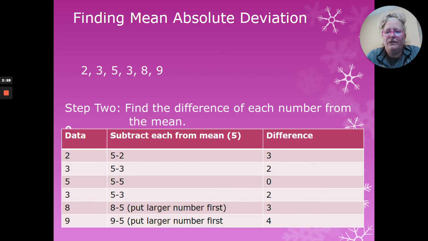Okay, so if we go through and fill in the chart, our data was 2, 3, 5, 3, 8, and 9. In our center, it says subtract each from the mean. So we do 5 minus 2, 5 minus 3, 5 minus 5, 5 minus 3. And here, we're always going to put the bigger number first because remember, absolute value is positive. So our differences are 3, 2, 0, 3, and 4. Okay, so we found how far each one is from the mean. So copy this for step 2.